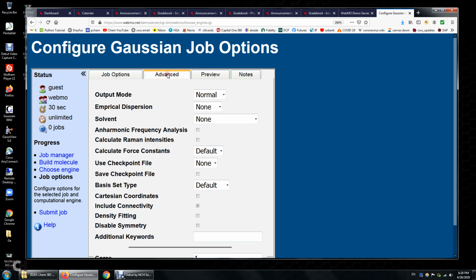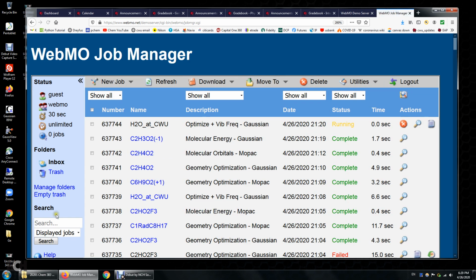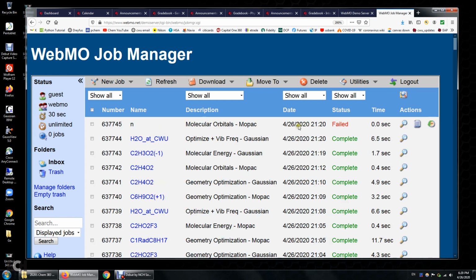You can click advanced to set up other things like output mode, and you can calculate Raman intensities and many other things. We can submit the job right now. So I'm going to click this, submit. You see this H2O at CWU here, optimization plus vibrational frequency using the Gaussian software. And this job is done in 6.5 seconds.